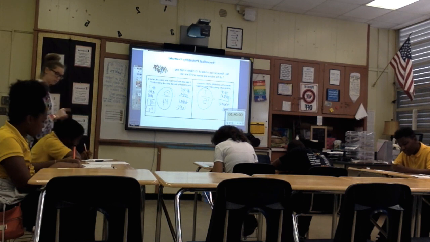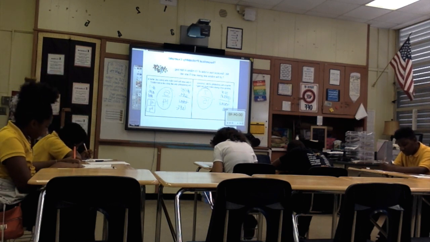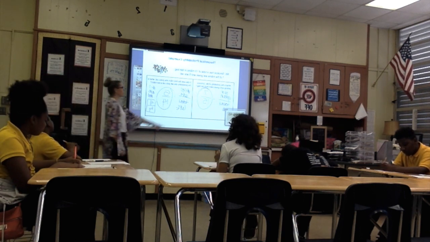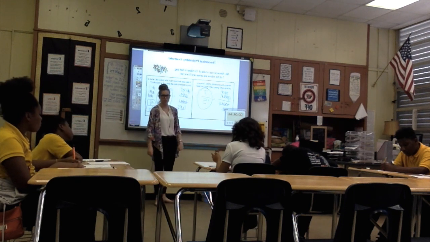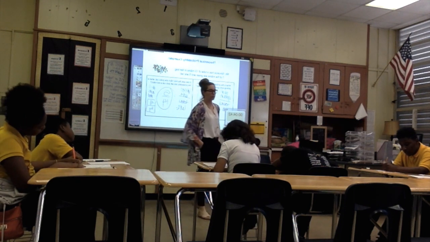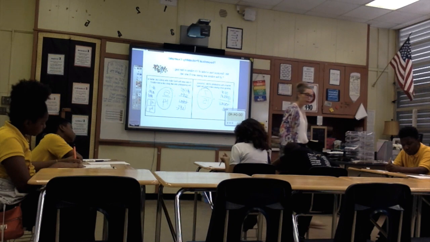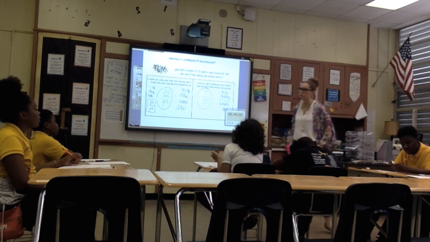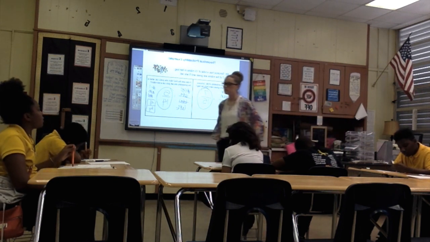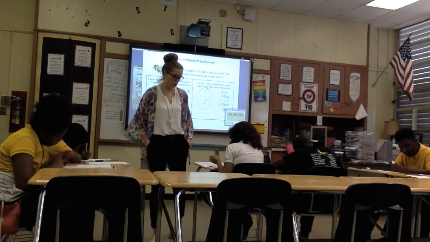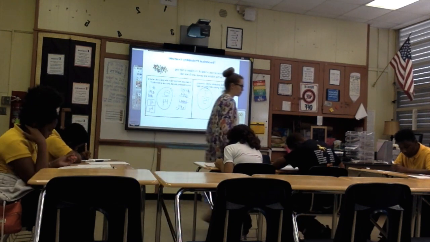What's the possibility of pulling it out? So the probability of you pulling out that green one was 7 over 15. If you're doing blue, it's going to be the amount of blue that you have over the total. You don't have to write it in percentage, just put your fraction.